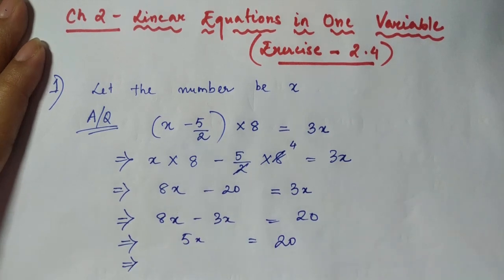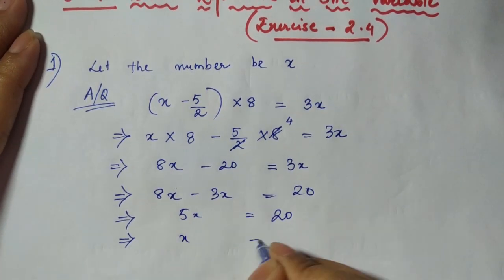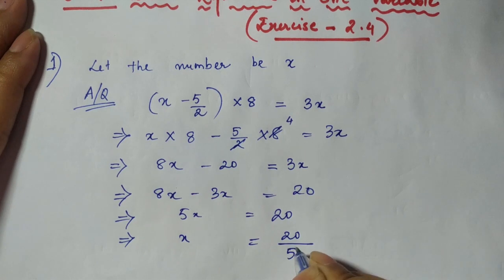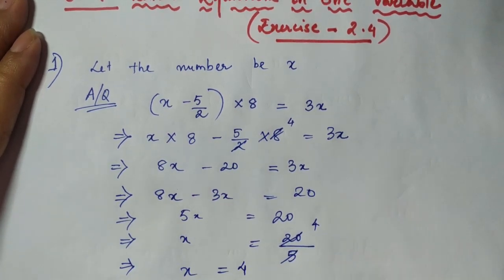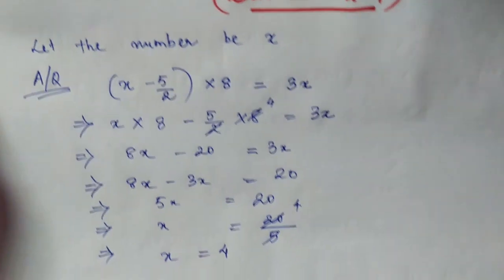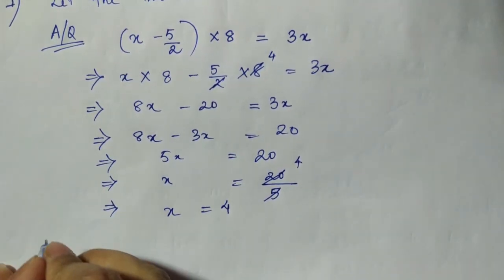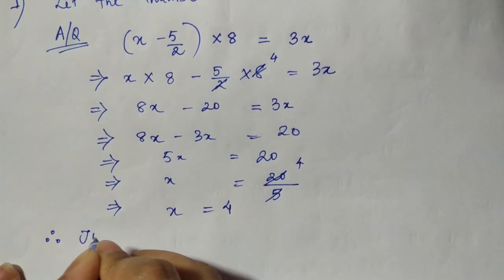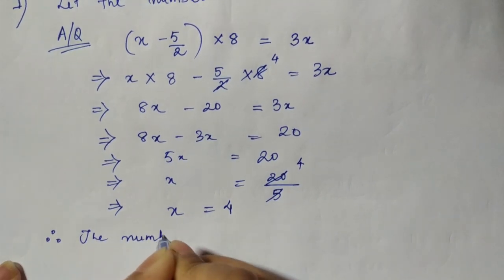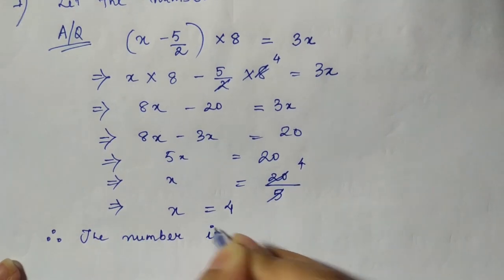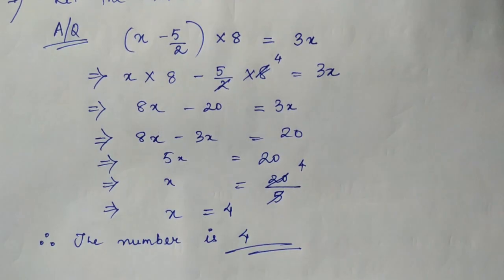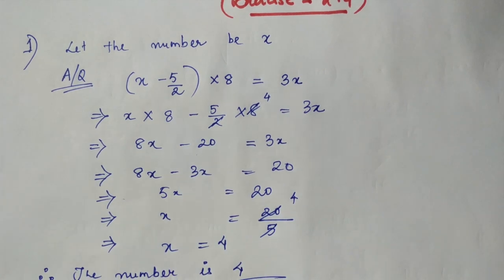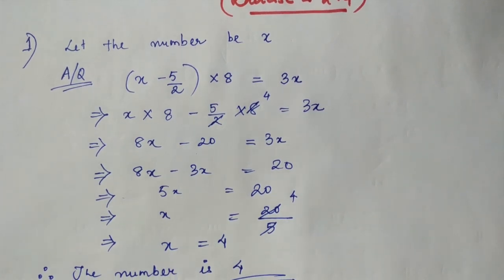This implies x is equal to 20 by 5, 5 4s. So what did I get? x is equal to 4. So what will I write? The number that Amina thought of, or just the number, you don't have to write a very long statement, is 4. Just a number. Okay. So this is how we found the equation and solved it to find the unknown value, that is the number.